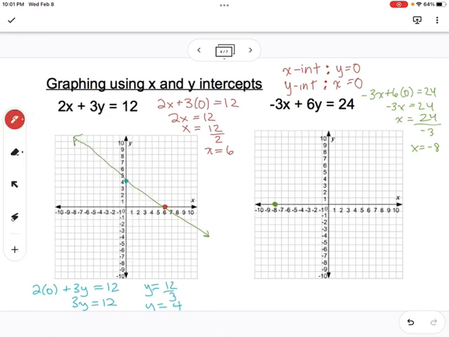Now we need to find our y-intercept, which means we need our x to be 0. So in the equation, negative 3 times 0 plus 6y equals 24. Negative 3 times 0 is 0. We have 6y equals 24. To get y by itself, we need to get rid of the 6 in front, which means we bring it over and divide. So y equals 24 divided by 6. And we get our answer of y equals 4.